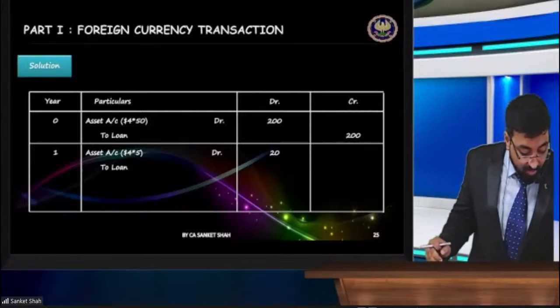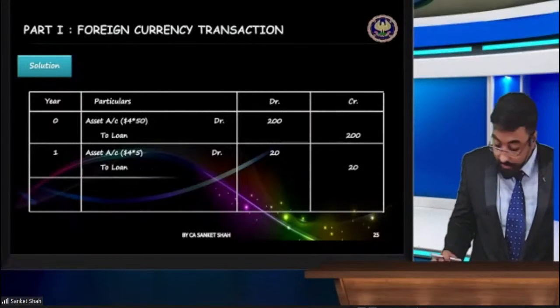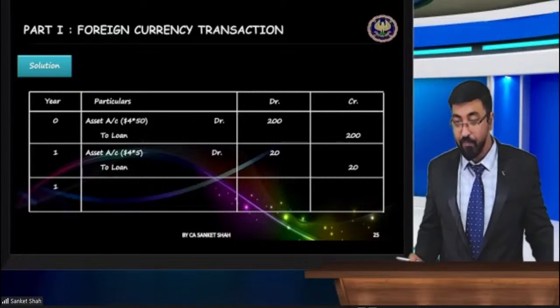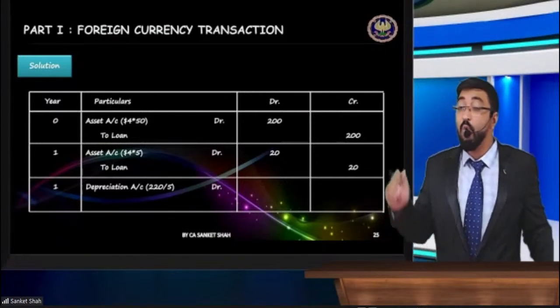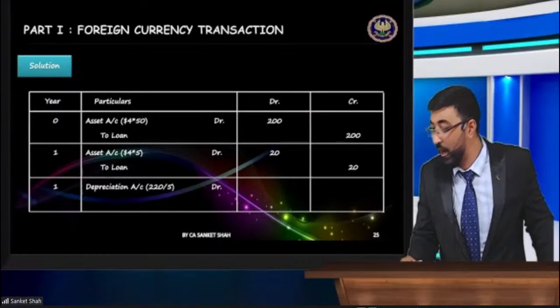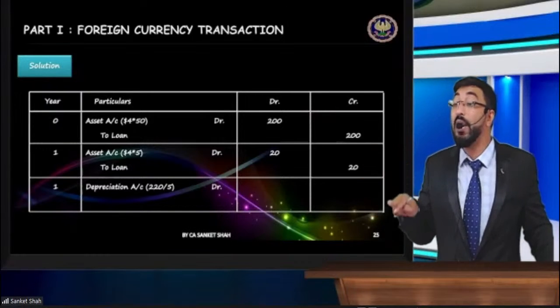I hope you are clear with the concept now. This exchange difference is 20. And second entry, that is a depreciation. Now tell me, your original amount is rupees 200 and you added 20 rupees.